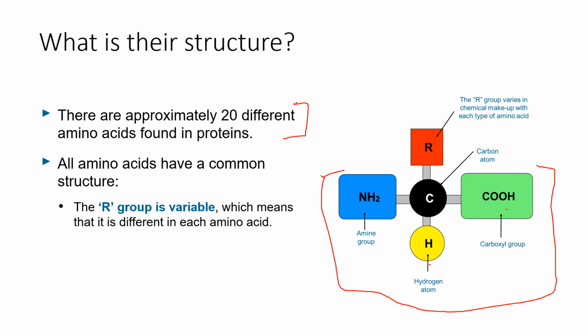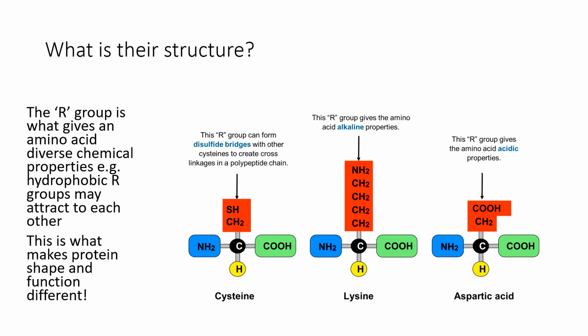What makes each of the 20 different amino acids different is this R group here, okay? So this R group is what varies chemically from amino acid to amino acid to make them unique. And we're going to go through some of those different types of R groups now.